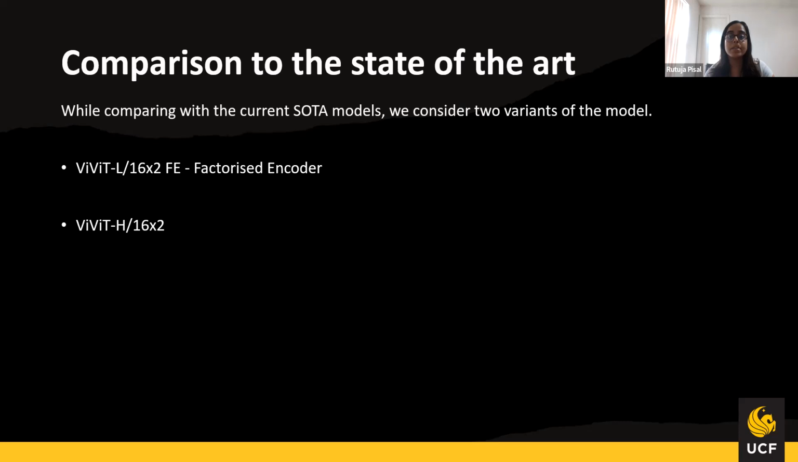Next is comparison to the state-of-the-art models. For this, we considered 2 variants presented in this paper for comparing to the state-of-the-art models, which is ViViT Large FE, which is a factorized encoder, and another one is ViViT Huge. Nitin will continue on the further slides and will explain this in detail.